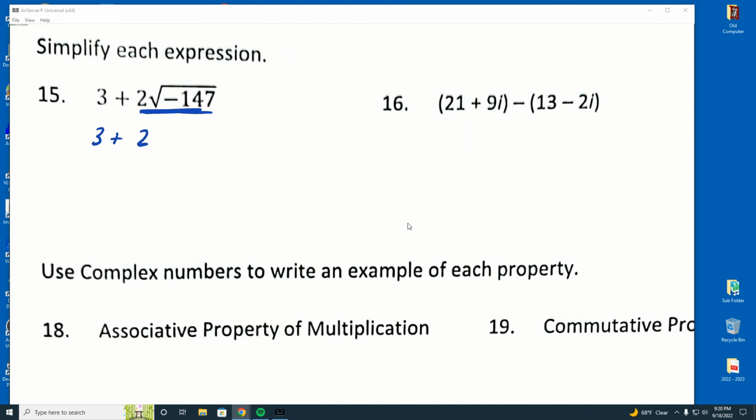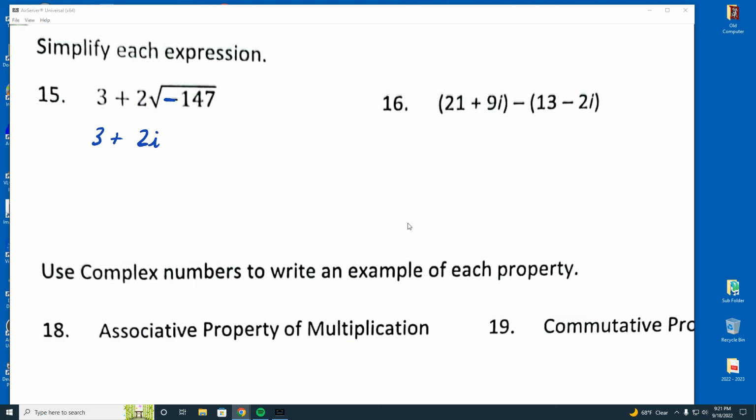So the 2 is there, let it be. The negative comes out as an i, but 147, that's not a number we're real familiar with. It's definitely not a perfect square. So let's try to find a perfect square that goes into it. 147 divided by 2 is 73.5. Don't try a perfect square above that. The first perfect square below 73.5 is 64.